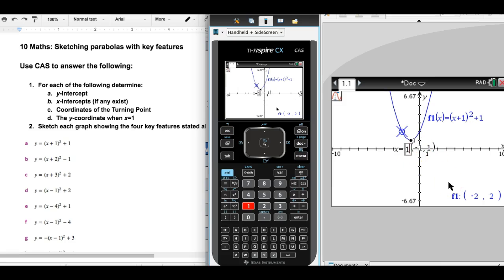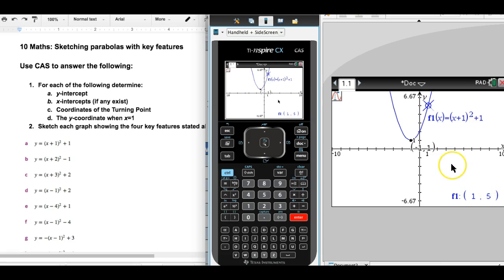So we had to do x equals 1. You can kind of see the x there. X equals 1, y equals 5. And that's basically the same as plugging it in here. So 1 plus 1 is 2, 2 squared is 4, plus 1 is 5. So that's where the 5 has come from.